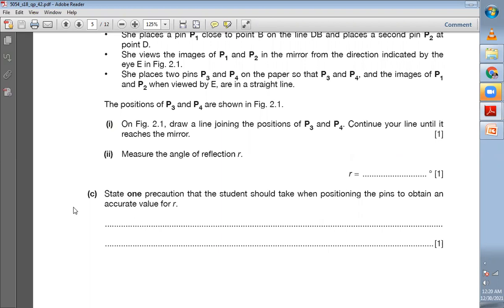State one precaution that the student should take when positioning the pins to obtain an accurate value for the R. You see the pins, they should be vertical to the paper. The horizontal board on which you have put that paper, and where you are inserting those pins, the pins must be vertical. And when you align, you should not look at the head of the pins. You should always be looking at the bottom of the pins. So the bottom of the pins should be aligned. Okay. So he is asking to write one precaution.